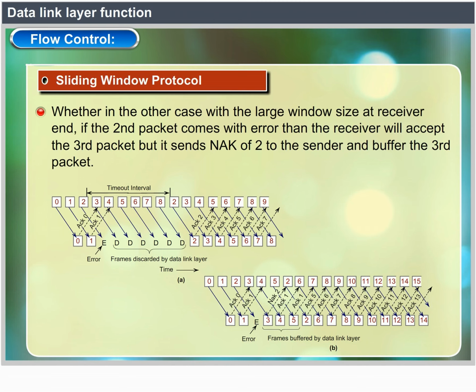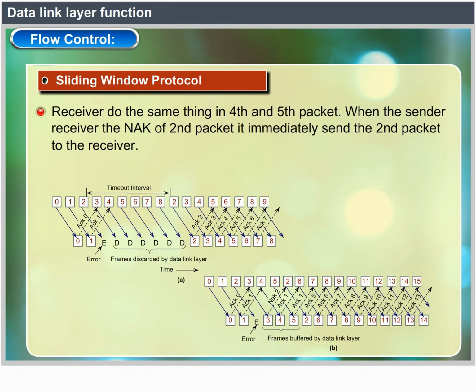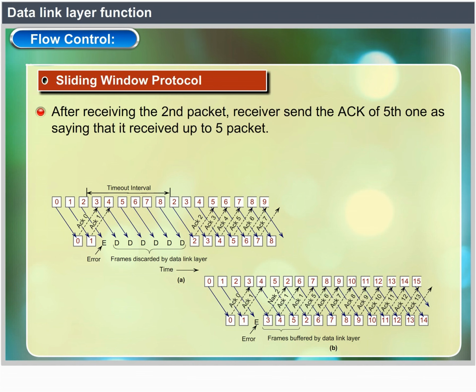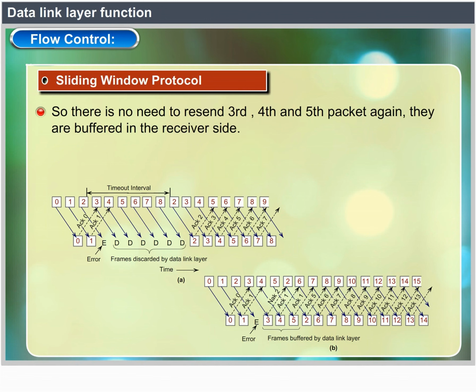In the other case, with a large window size at the receiver end, if the second packet comes with an error, then the receiver will accept the third packet, but it sends a NAK of 2 to the sender and buffers the third packet. The receiver does the same thing with the fourth and fifth packets. When the sender receives the NAK of the second packet, it immediately sends the second packet to the receiver. After receiving the second packet, the receiver sends the ACK of the fifth, saying that it has received up to 5 packets. So there is no need to resend the third, fourth and fifth packets again. They are buffered on the receiver side.